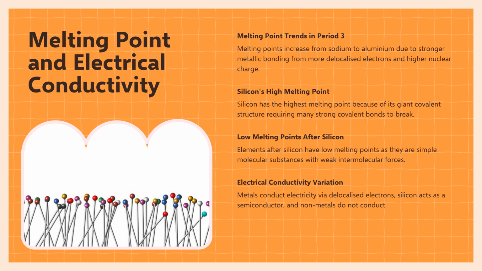After silicon, melting points decrease sharply as elements such as phosphorus, sulfur, and chlorine exist as simple molecular substances with weak intermolecular forces. Argon has the lowest melting point as it is monatomic with very weak London forces. Electrical conductivity follows a related trend. Metals conduct electricity due to delocalized electrons, while silicon acts as a semiconductor. Nonmetals to the right of the period do not conduct.